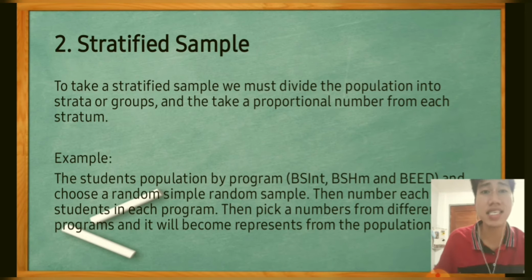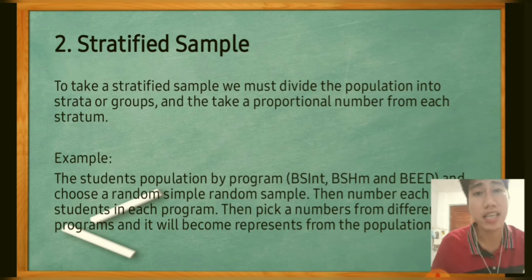Okay, next is stratified sample. To make a stratified sample, we must divide the population into strata or groups. It is the same as the cluster method, but then we need to divide by strata. And we take the proportional number from each stratum, so we just get the proportion of each stratum or each group.